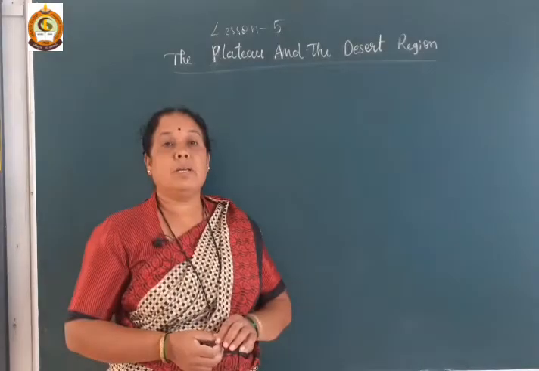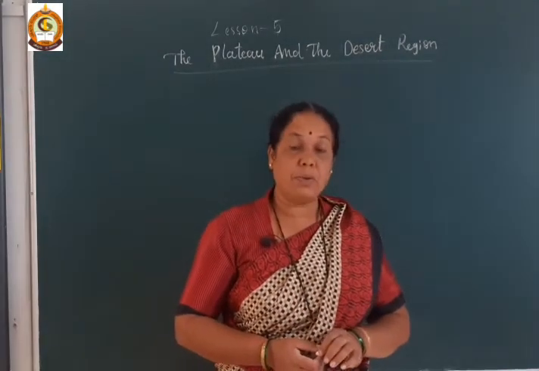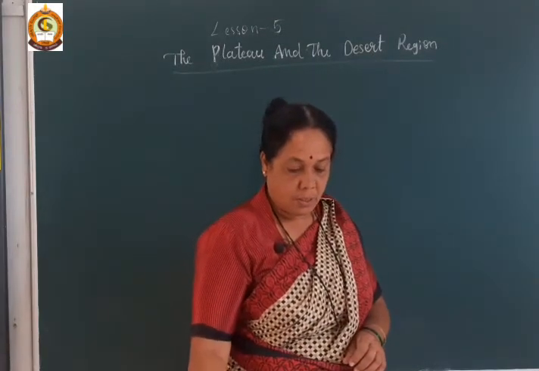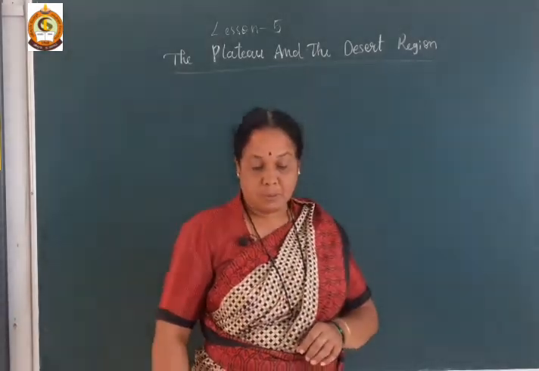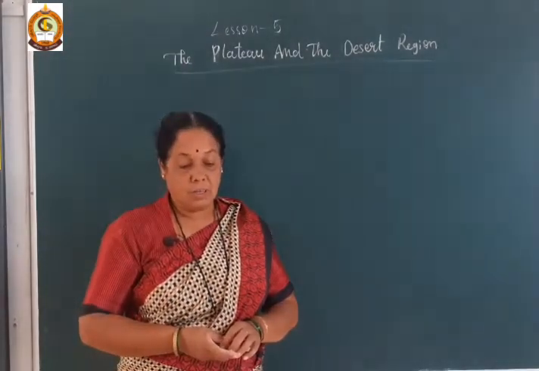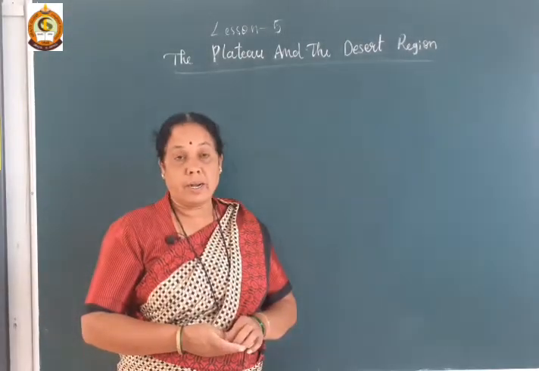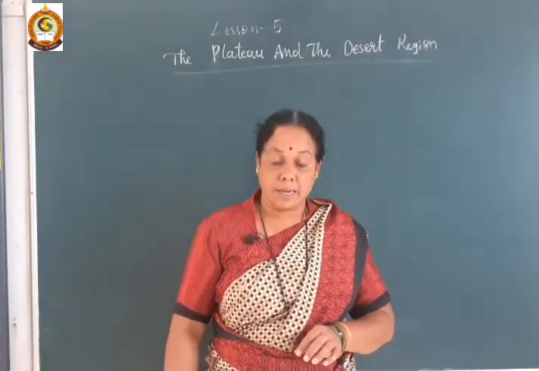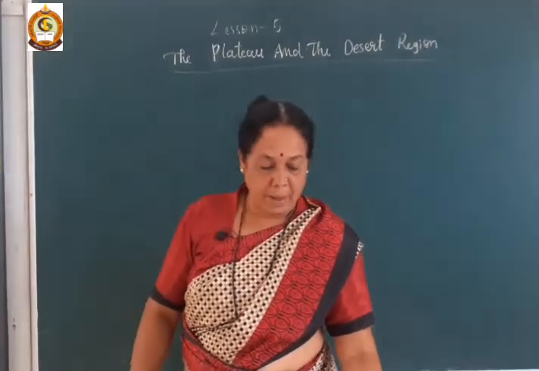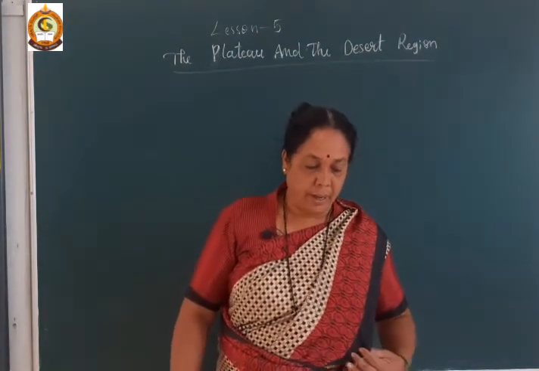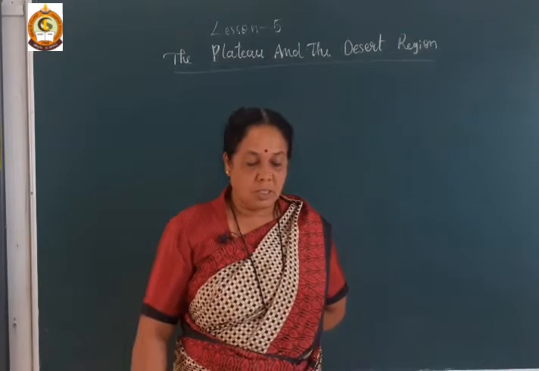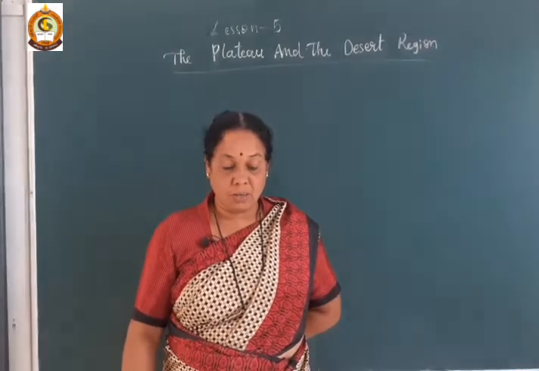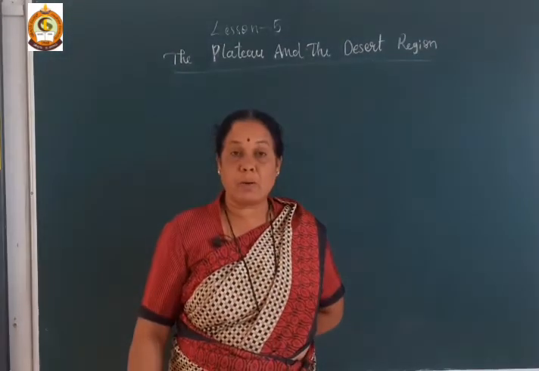Dear students, already we have started learning about lesson number 5, the plateau and the desert region. We have learned about the southern plateau, its location and extent, and how the river Narmada divides the plateau into two parts, that is the central highlands and the Deccan plateau. We have also learned about the rivers flowing in the Deccan plateau, and the climate, soil, vegetation and minerals available in the Deccan plateau.